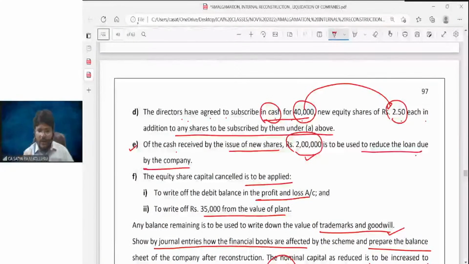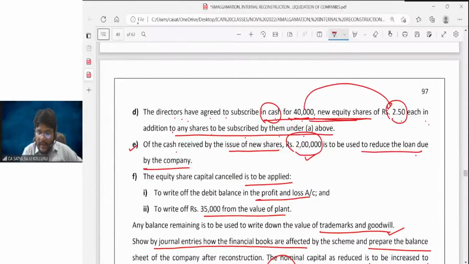One second. Let me read the sentence clearly one more time. Here, comma is there. The directors have agreed to subscribe in cash for 40,000 new equity shares of 2.50 each, in addition to any shares to be subscribed by them under A above. These are shares only, yaar. Earlier I didn't see the comma here. Okay, here comma is there. Whenever comma is given after 40,000, these are 40,000 new equity shares only.